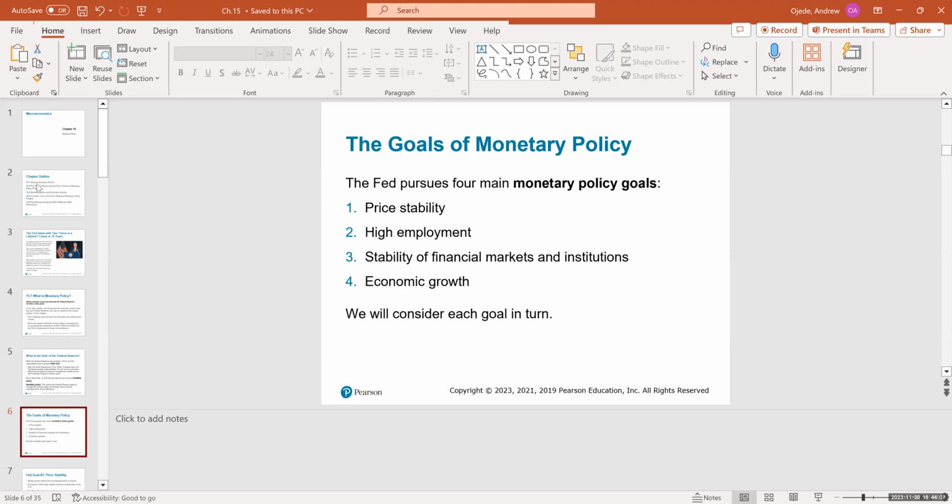When I talk about institutions, I'm talking about banks and non-bank financial institutions like mutual funds, investment banks, hedge funds, and others. So stability in the financial markets and institutions comes with some regulatory activities. The Fed will set some rules of the game for the banks to follow, some of which we already talked about in our chapter 14. For example, the Fed will set the reserve requirement ratio for all banks to follow. Banks need to adhere to that reserve requirement set by the Fed.